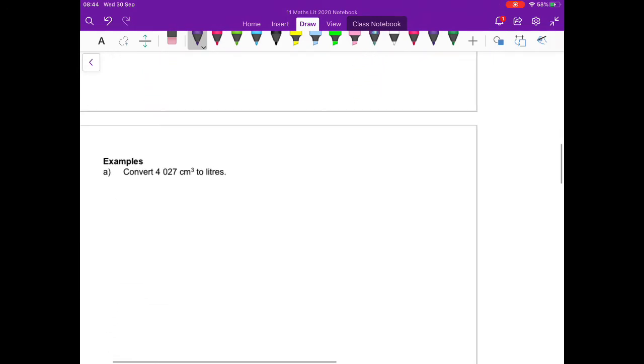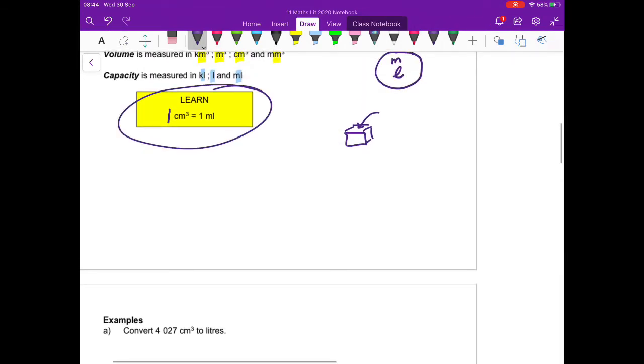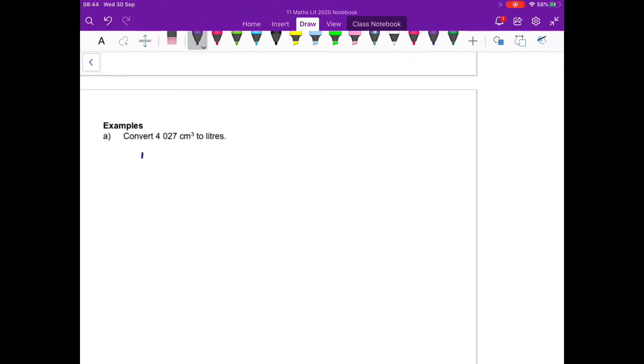So the example, we are going to convert 4,027 centimeters cubed to liters. Again, I go to my fact, which was this, and I write it down. 1 centimeter cubed to 1 milliliter equals centimeters cubed first, centimeters cubed to liters, but I'm going to change to milliliters first. So what have I got? I have got 4,027 centimeters cubed.